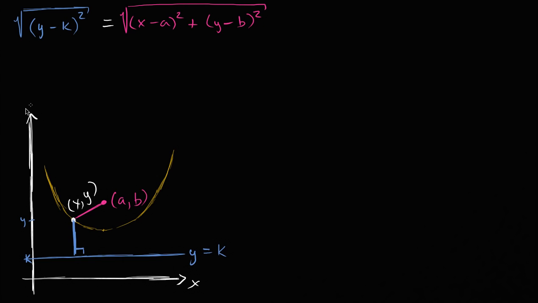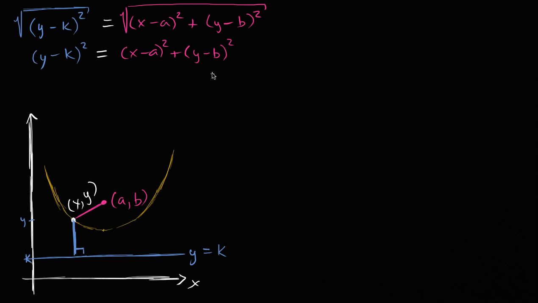So let's do that. The simplest thing to start with is to square both sides so we get rid of the radicals. If you square both sides, on the left-hand side, you're going to get y minus k squared, which is equal to x minus a squared plus y minus b squared. Fair enough? Now what I want to do is end up with just a y on the left-hand side and just x's, a's, b's, and k's on the right-hand side.